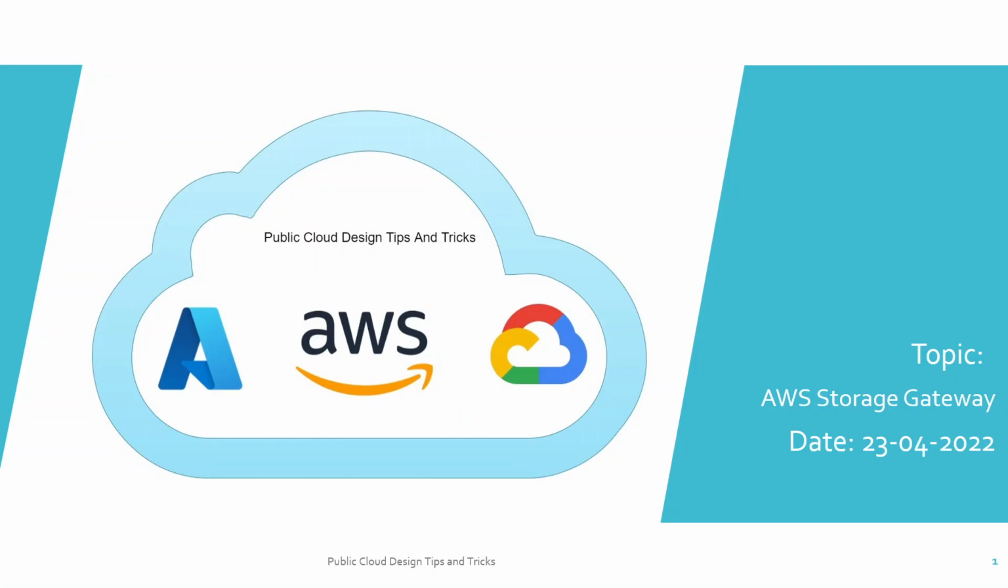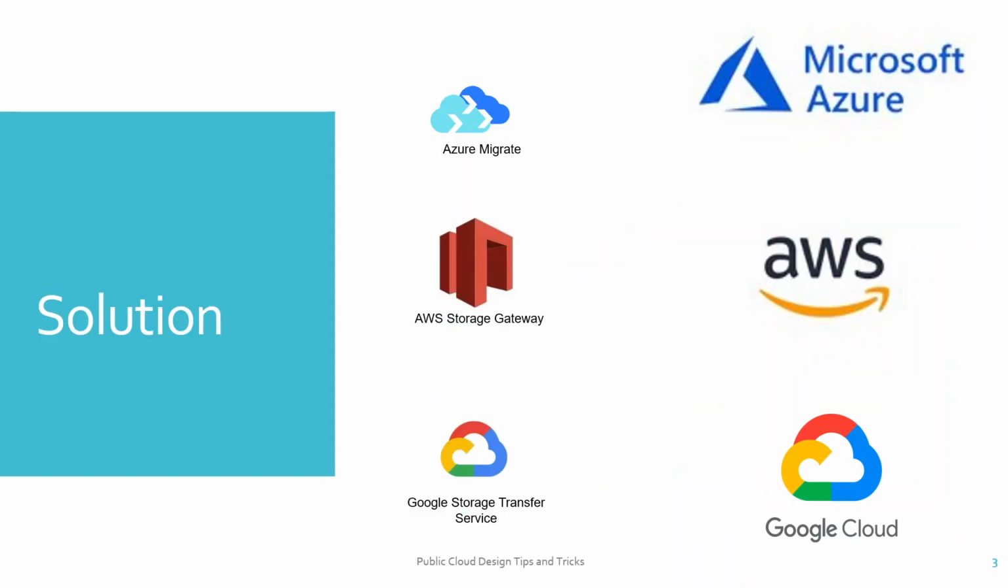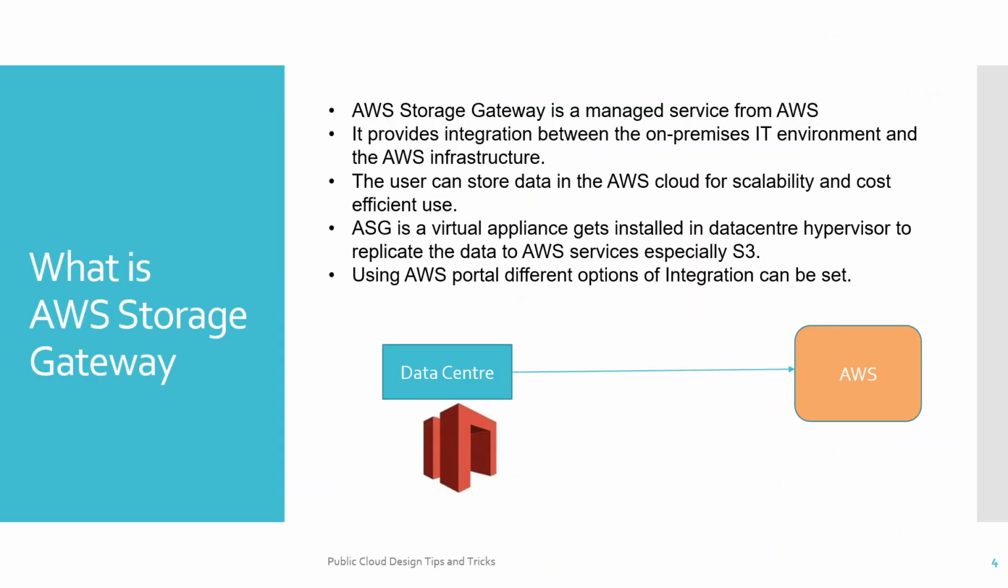Today's topic is AWS Storage Gateway. What is the problem statement here? The problem statement is how to transfer data from on-prem system to off-prem system and vice versa. What are the solution possibilities? Azure Migrate from Microsoft Azure, AWS Storage Gateway from AWS, and Google Storage Transfer Service from Google Cloud.